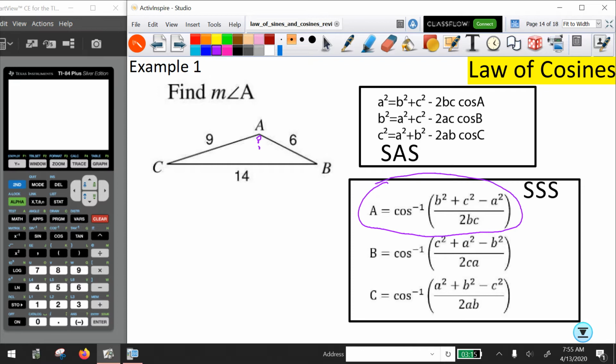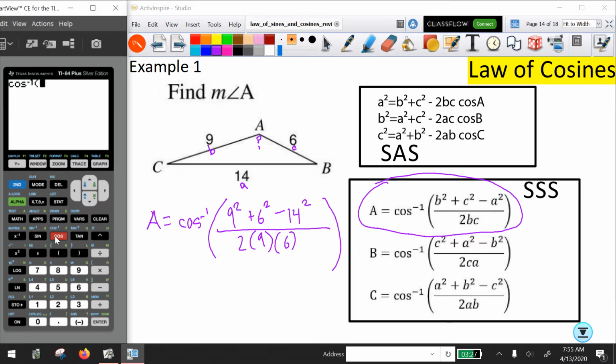And to make it easier to plug the numbers into the formula and be more accurate, I like to name the sides using the standard convention. So I'm going to call this side here lowercase a, this side here lowercase b, this side here lowercase c. Now I'm going to set up my formula. Cosine inverse of b squared plus c squared minus a squared over 2 multiplied by b multiplied by c. I go ahead and type that into my calculator.